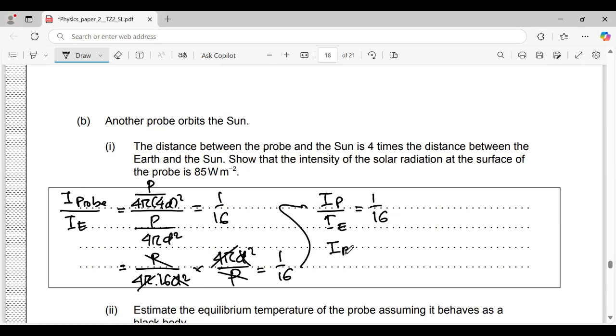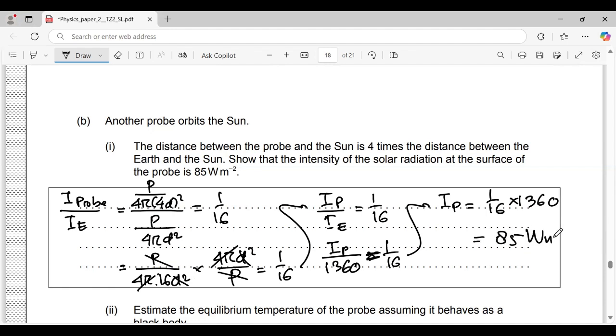Next, the intensity of the Earth is 1,360. And then intensity of probe equals 1 over 16 times 1,360, and it equals 85 watts per meter squared.